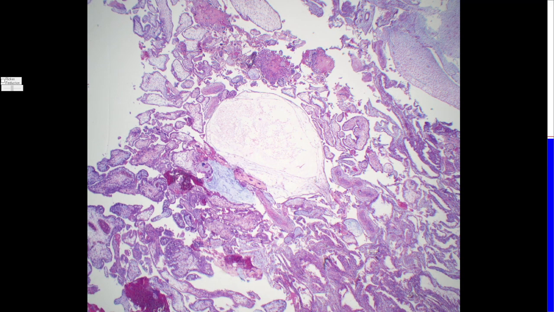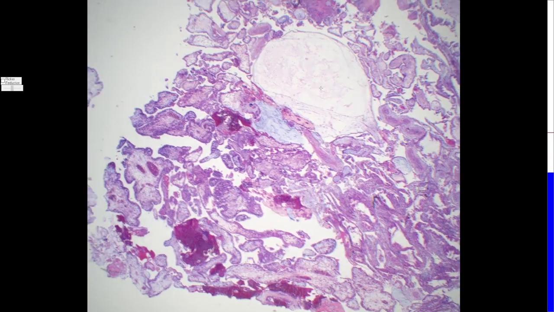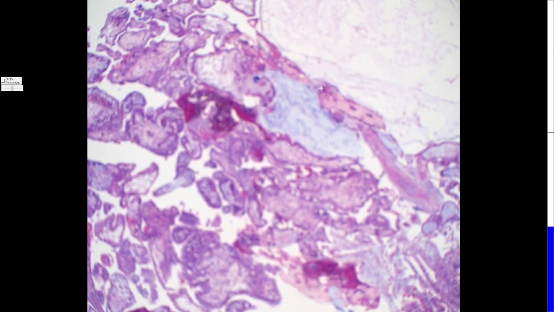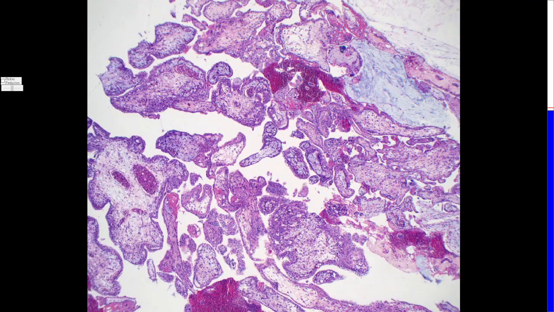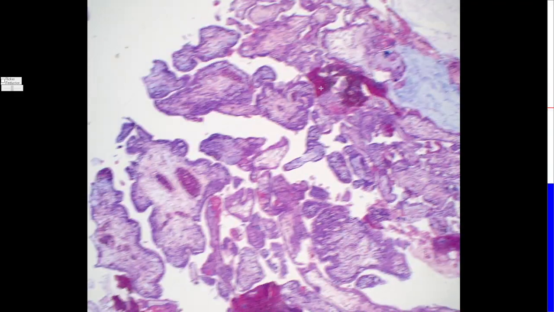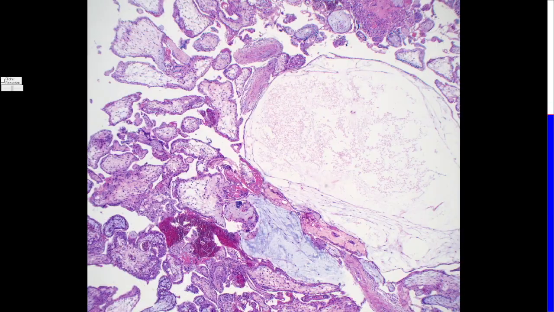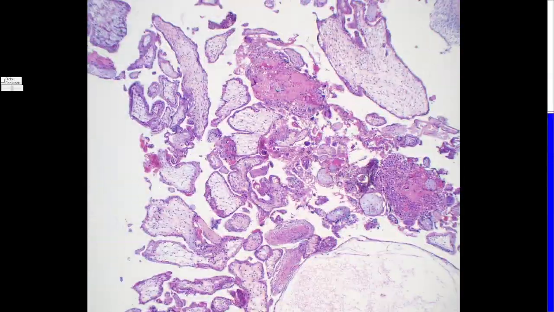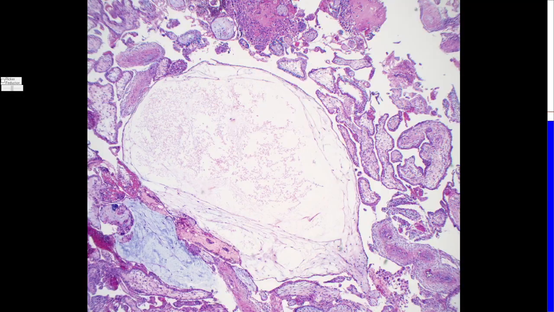This is a partial mole confirmed by flow cytometry as being triploid. What strikes you right away is this huge villus with a huge cistern in the center. Honestly, if you see something like this, it should ring bells for molar pregnancy. And because we have a lot of villi in the background that are much smaller, as we can see here, this is not really consistent with a complete mole, because in complete mole all the villi are enlarged, while in partial mole only some villi are enlarged, like we see here.